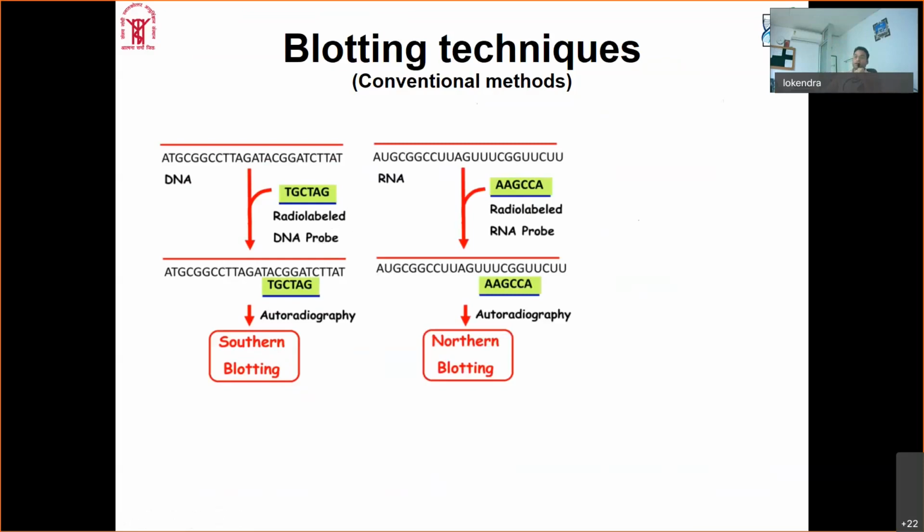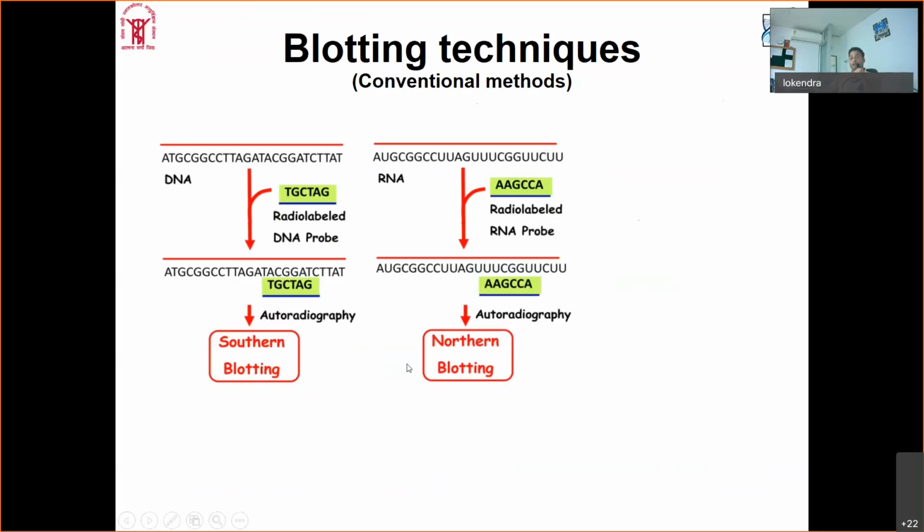Similarly, northern blotting. So in southern blotting the template is DNA. Here the template is RNA. Otherwise, the procedure of hybridization and autoradiography is the same. So northern blotting actually tells you about gene expression profiling. Southern blotting tells you how many copies of a gene are present in a genome, and the chromosomal location can be obtained.